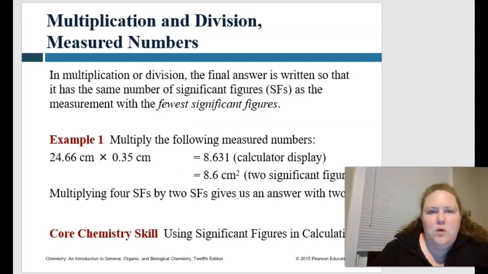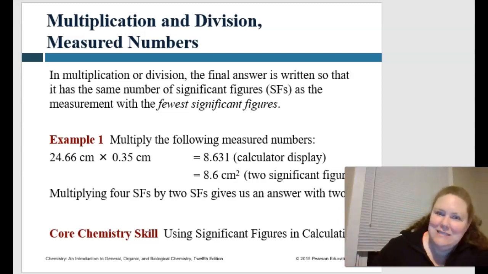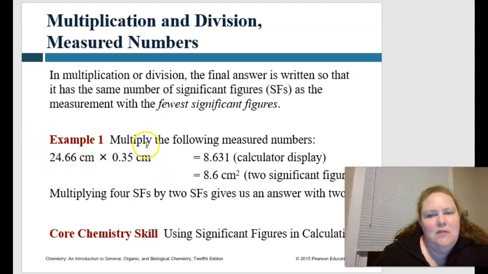Using this and moving on a little bit more to multiplication, division, and measured numbers. In multiplication or division, the final answer is written so that it has the same number of significant figures as the measurement with the fewest significant figures. Again, sometimes I don't think I speak in English, but I really do. Okay, so basically we have to look at both numbers and figure out which one has the smallest amount of significant figures. So this one has 4 significant figures, this one has 2, so that means that we can only have 2 significant figures for the final result.